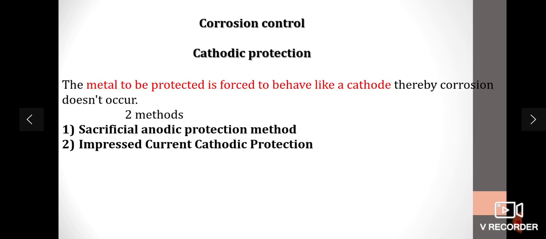And corrosion control by cathodic protection method. What is cathodic protection? That is, the metal to be protected is forced to behave like a cathode. Therefore, it prevents the corrosion. Therefore, the corrosion will not occur. That is called cathodic protection. So, there are two methods in cathodic protection. They are sacrificial anodic protection method and impressed current cathodic protection method.